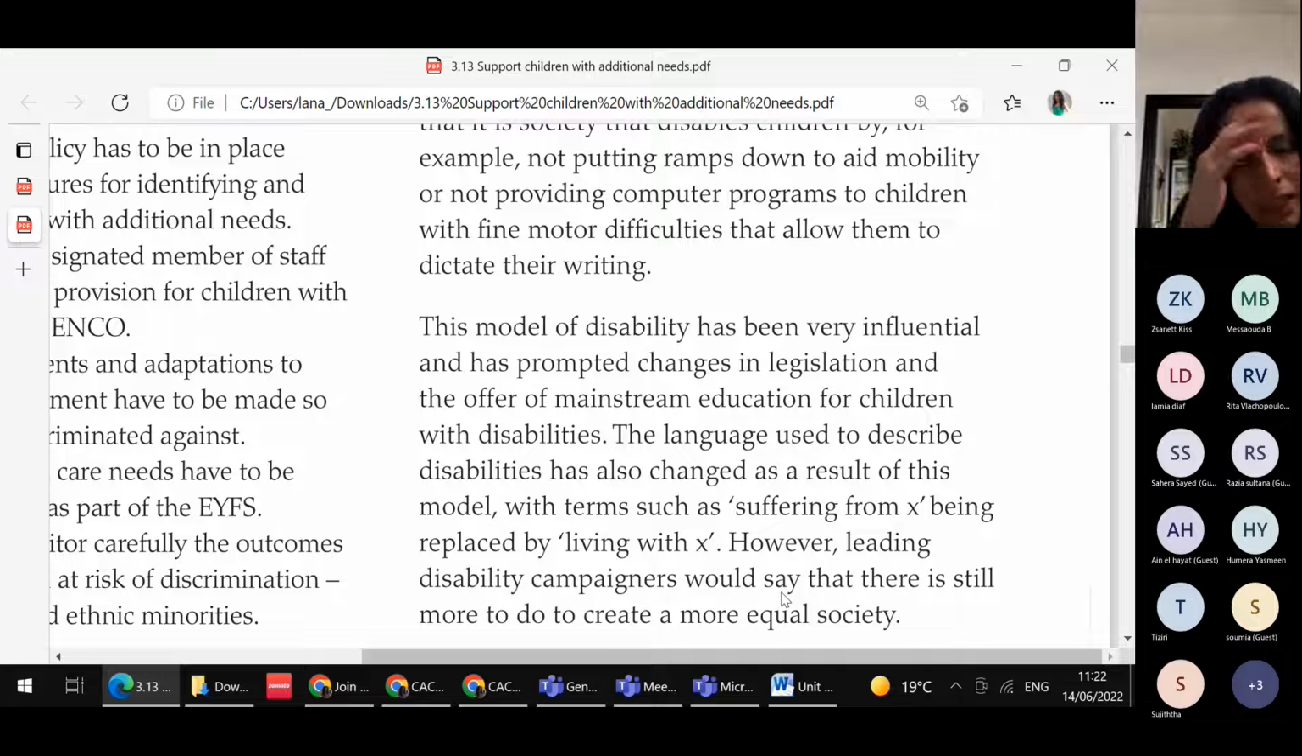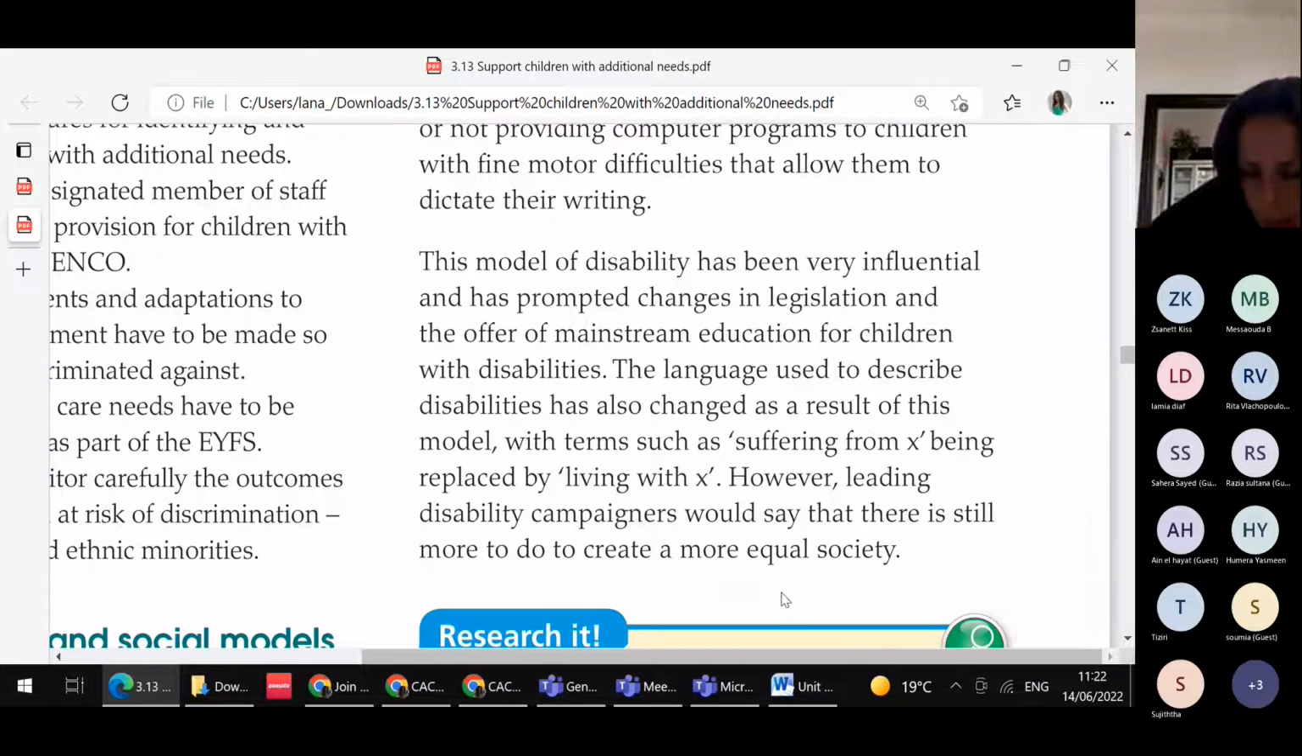So, for example, we used to say this child is suffering from certain illnesses. Let us say he's suffering from asthma. Yeah, this is in the past. According to this social model, we say he's living with asthma, so it's different. We change the way we talk about disability or medical condition. So it's totally different now.